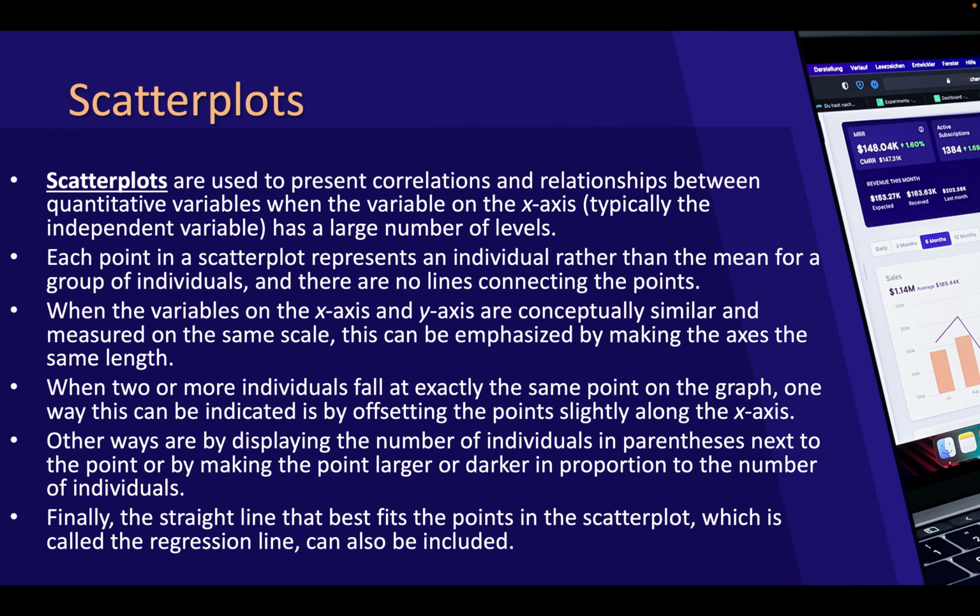When the variables on the x-axis and y-axis are conceptually similar and measured on the same scale, this can be emphasized by making the axes the same length. When two or more individuals fall at exactly the same point on the graph, one way this can be indicated is by offsetting the point slightly along the axis. Other ways are by displaying the number of individuals in parentheses next to the point, or by making the point larger or darker in proportion to the number of individuals.